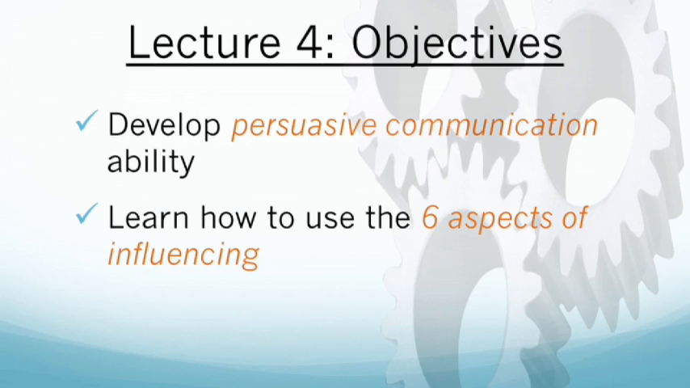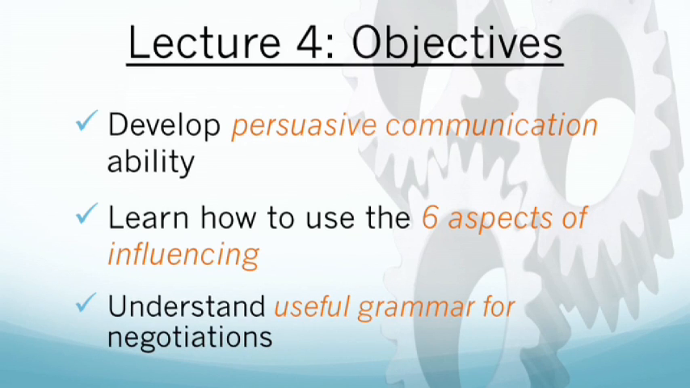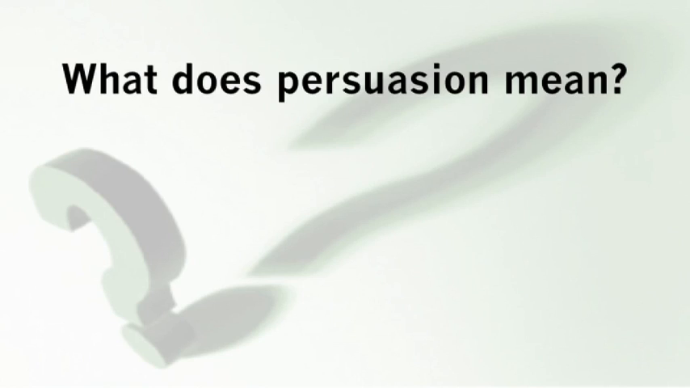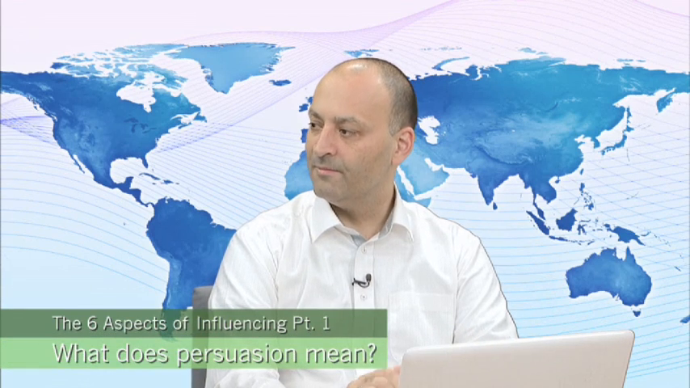Lastly, we'll take a look at some useful grammar for negotiations, which will be related to the 6 aspects of influencing. Now, Paul, I'm going to ask you another question. Sure. What does persuasion mean? We've used the word a couple of times already. We said that you failed to persuade me to give you a pay rise. But yes. What does persuasion mean?